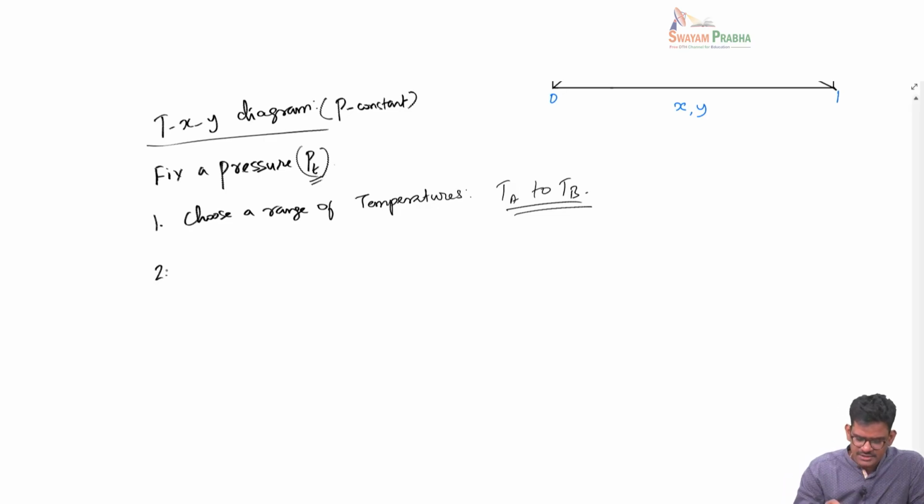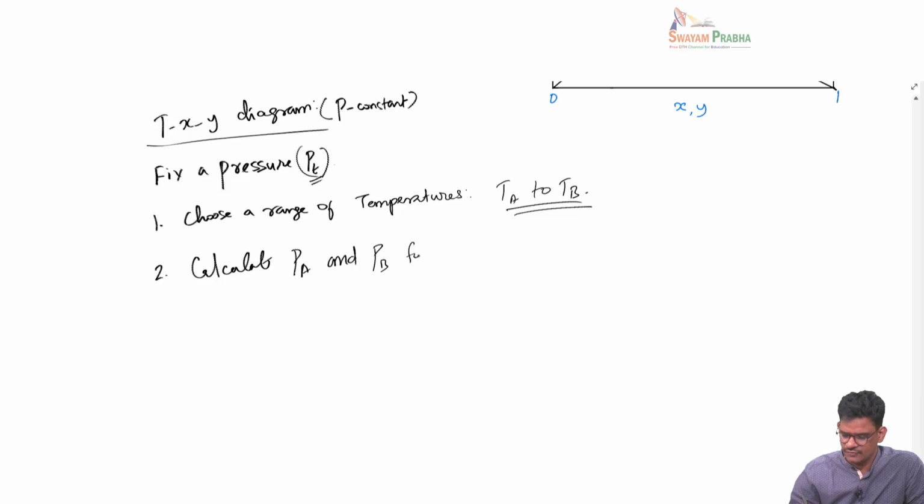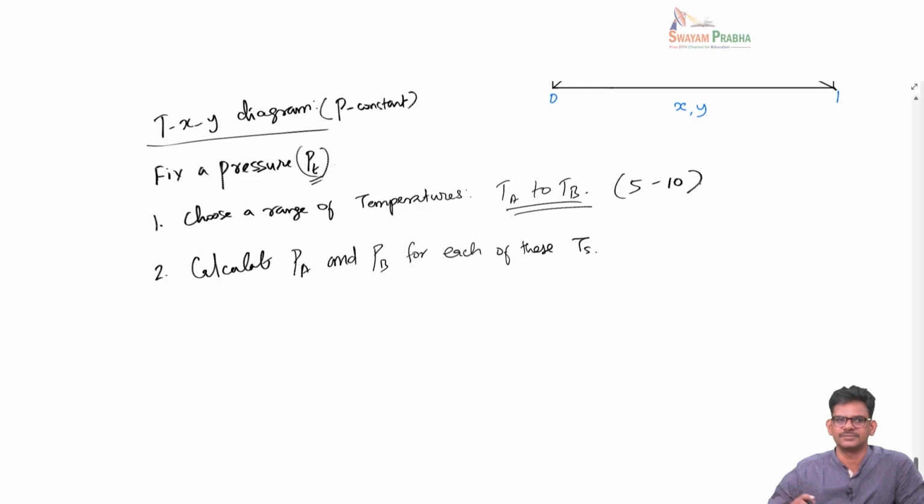Then the second thing is to calculate PA and PB, the vapor pressures for each of these temperatures. You may choose 5 to 10 temperatures here, so that you have enough data points to plot the TXY diagram. So where do we get this vapor pressure from?